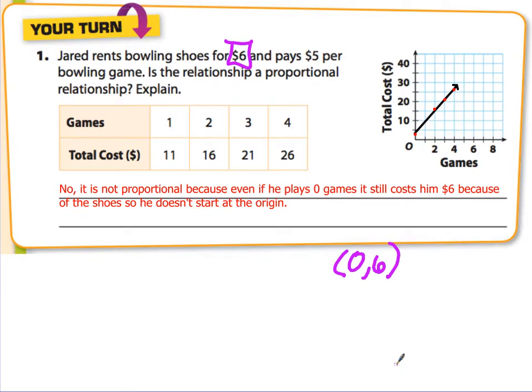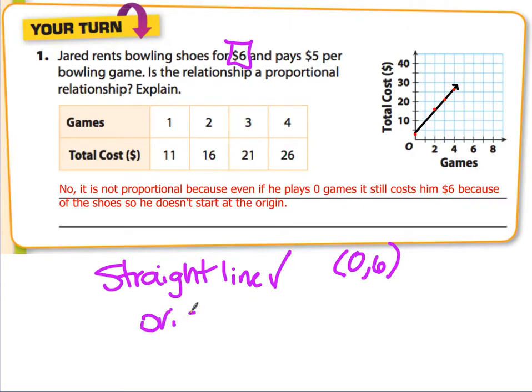So even though it's a straight line, he doesn't, so you have to have those two things. So the straight line, we have that, but does it go through the origin? And the answer to that one is no, so it is not a proportional relationship.